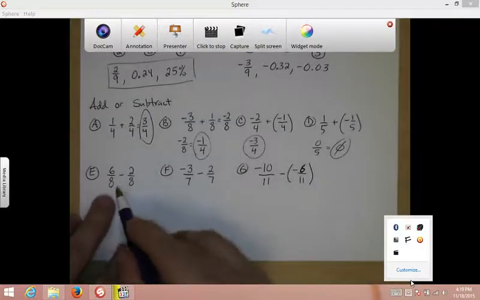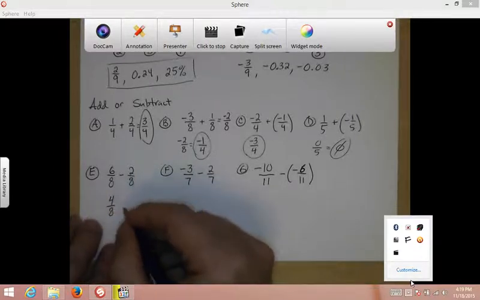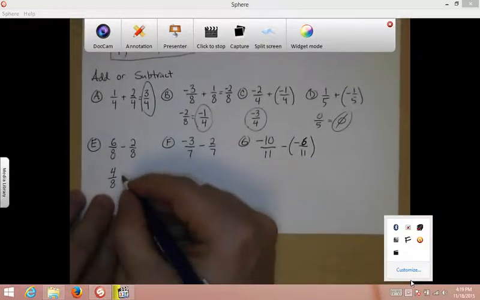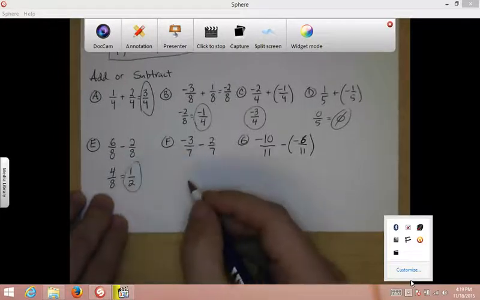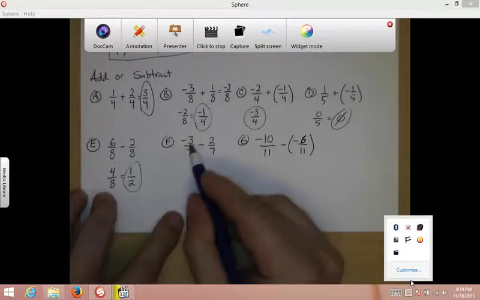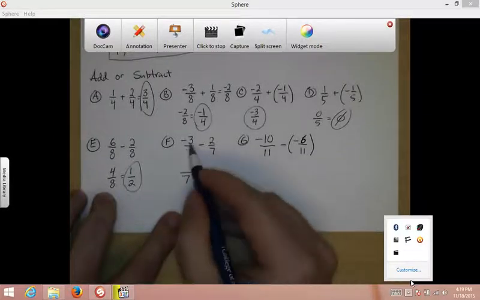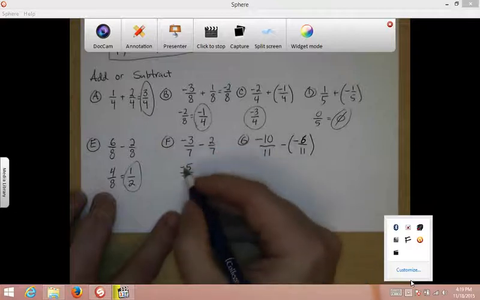Right here, 6/8 minus 2/8, well, that's going to be 4/8. Both of these are divisible by 4, so I can divide 4 into them and reduce that. 4 goes into 4 once, 4 goes into 8 twice, so I get 1/2. Right here, I have negative 3/7 minus 2/7. My answer is over 7, and negative 3 minus 2, that's going to be negative 5.